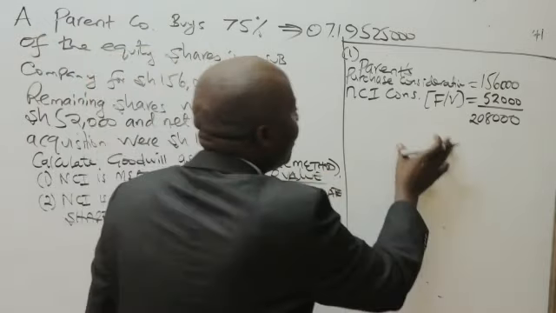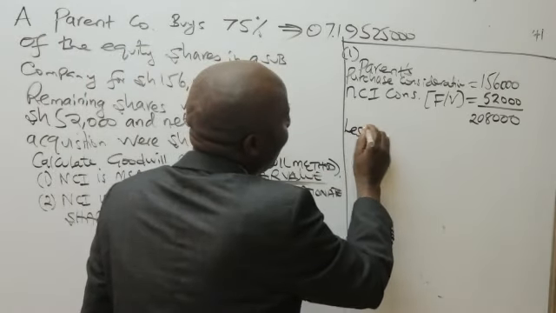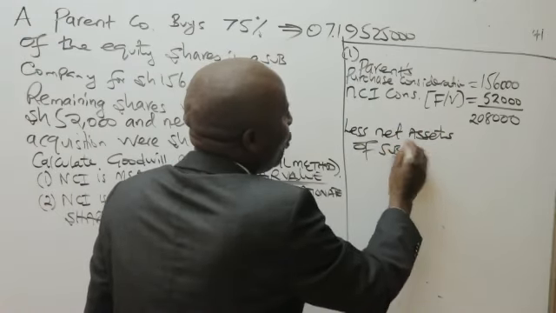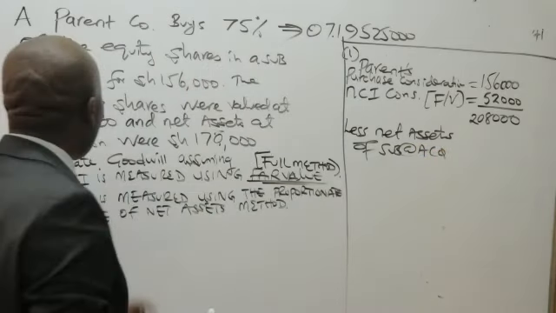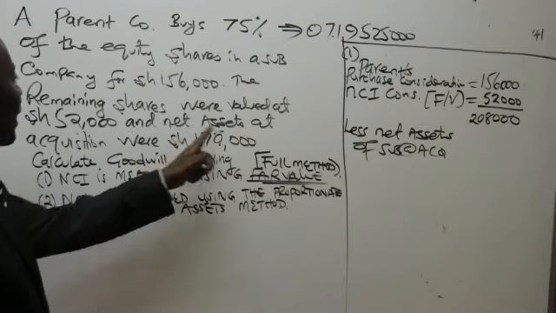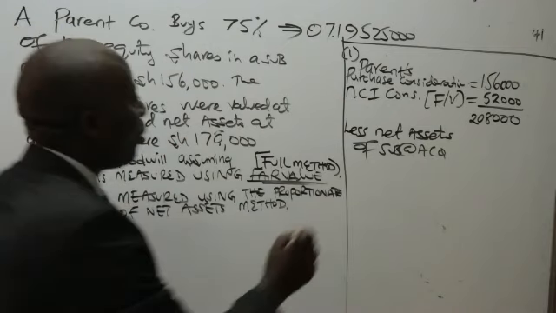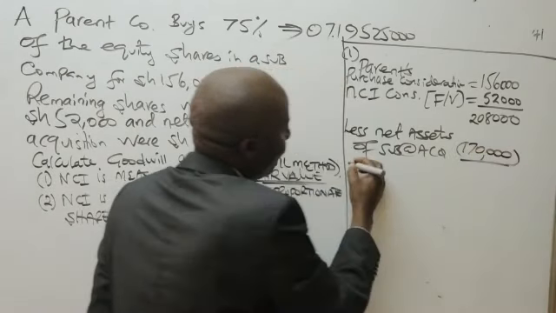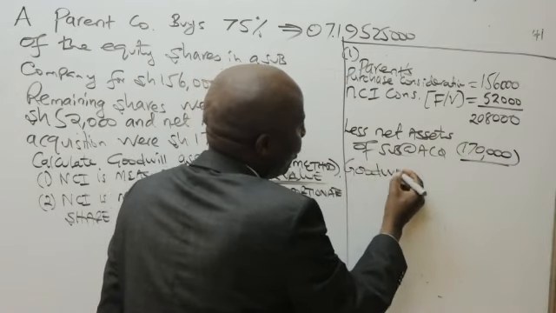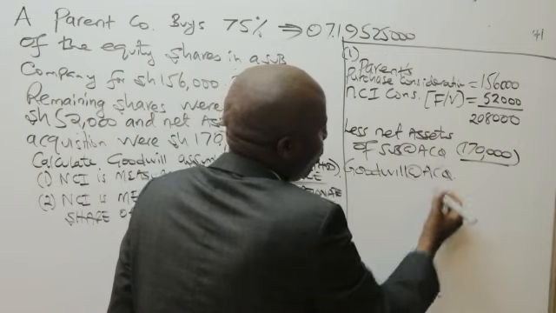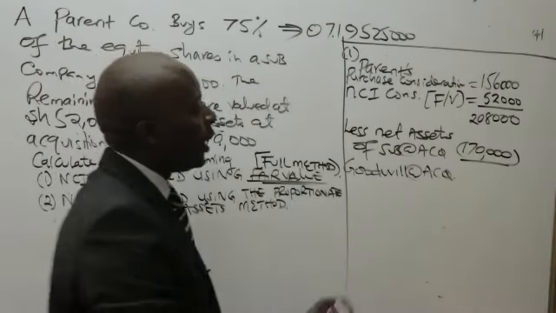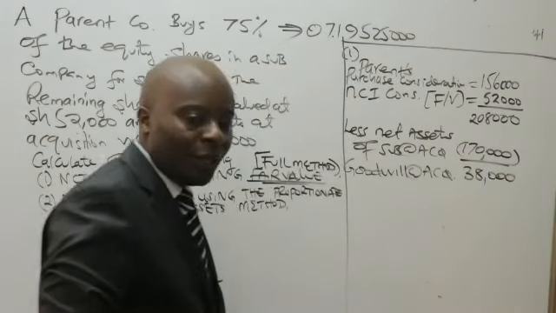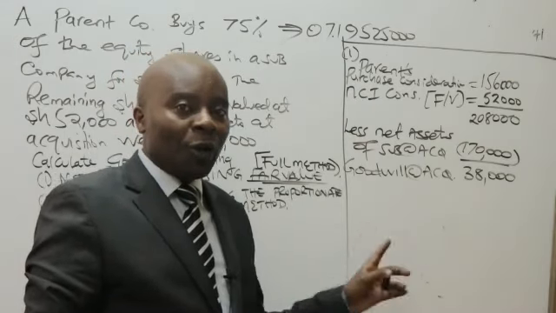So come and compare now these with the net assets. Less net assets of the sub at acquisition. We are told the net assets of this subsidiary at acquisition was 170,000. You subtract like that, and whatever you get will be called goodwill. Goodwill at acquisition, which will end up giving us 38,000. So just like any other asset, remember goodwill is an intangible asset.